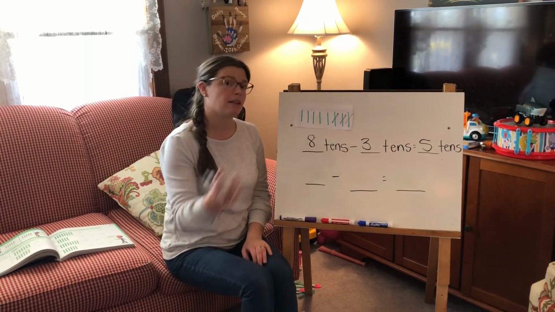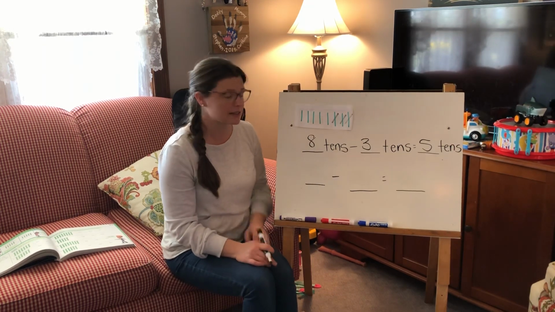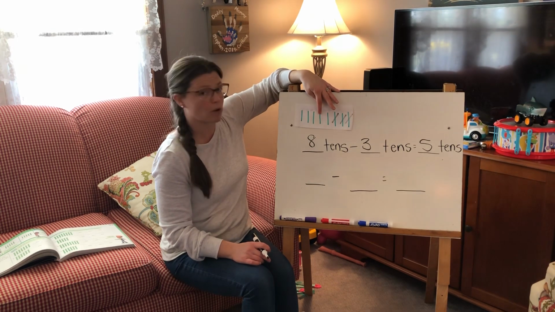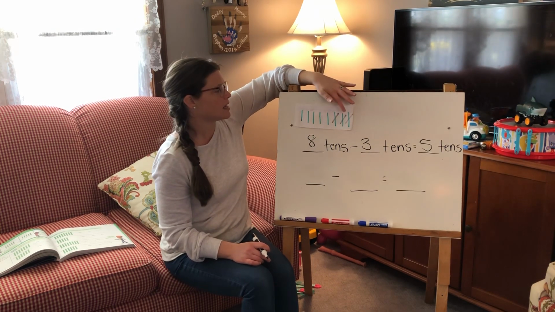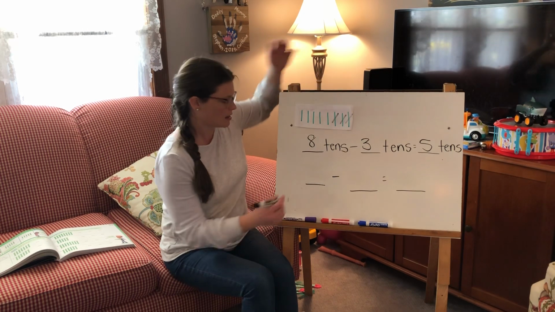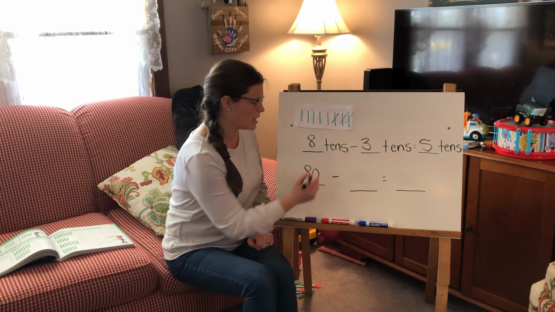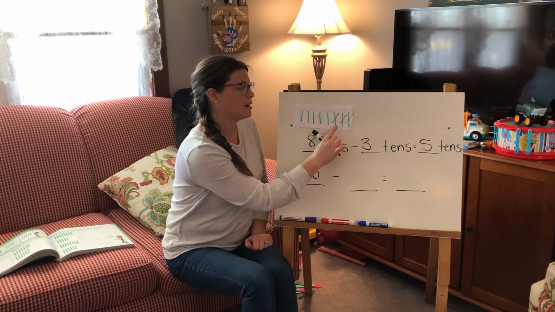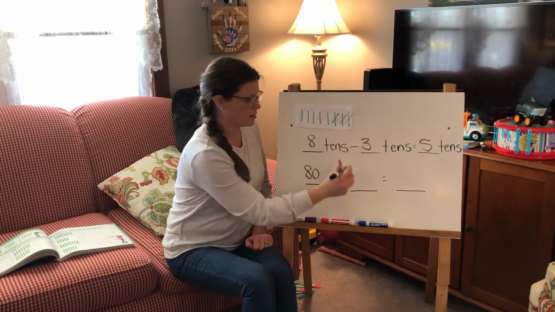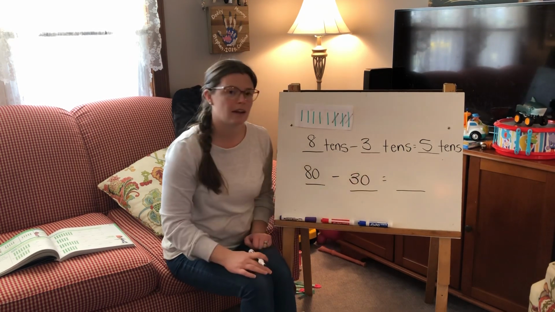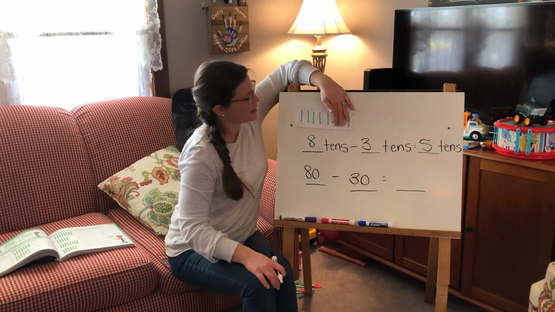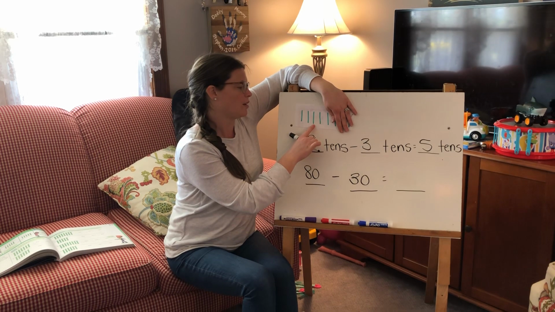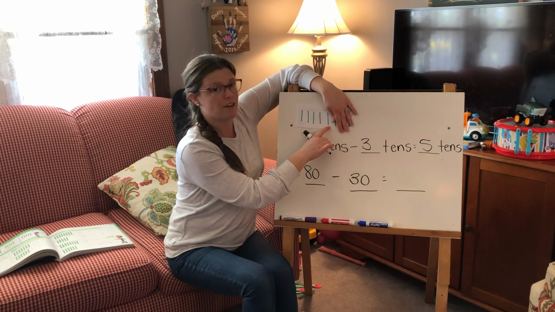Okay, so now let's go ahead and count by 10s. Ready? 10, 20, 30, 40, 50, 60, 70, 80. Okay, so they started off with 80 and then took away how many? Let's count. 10, 20, 30. And let's see how many are left over in the end. Ready? 10, 20, 30, 40, 50.